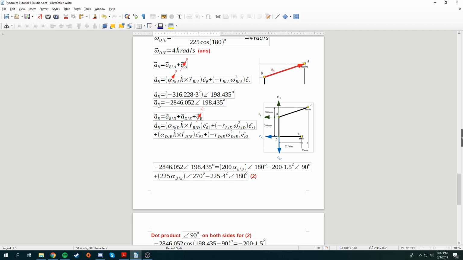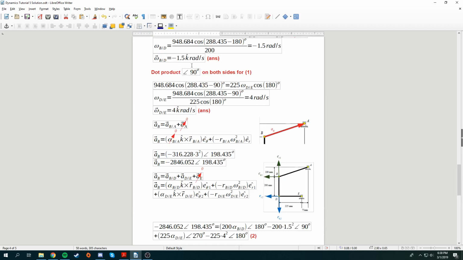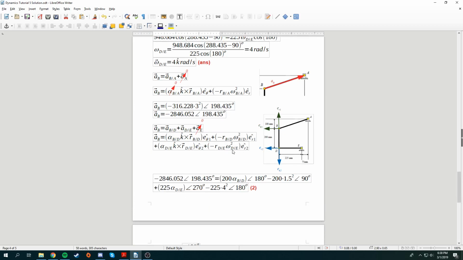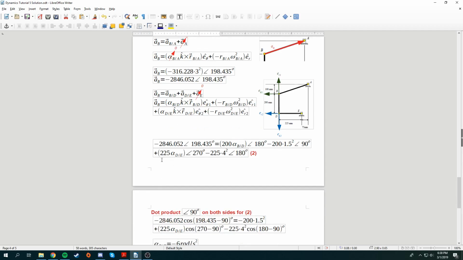Acceleration of b, very simple. I just bring this down over here. I know what r b from d is, because it's given as 200. I know r d from e is given as 225. I know omega b from d, because I calculated it over here. I know omega d from e, because it's calculated over here. Putting in whatever I have, I realize that I have one vector equation and two unknowns. What are the two unknowns? Alpha b from d and alpha d from e.